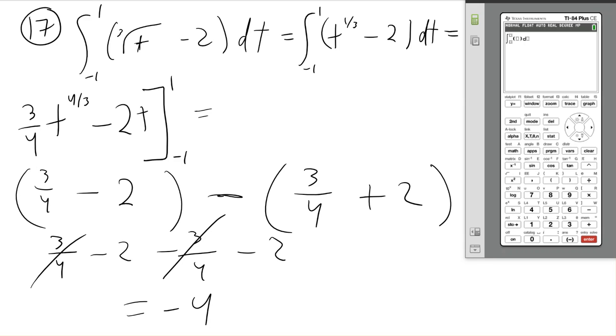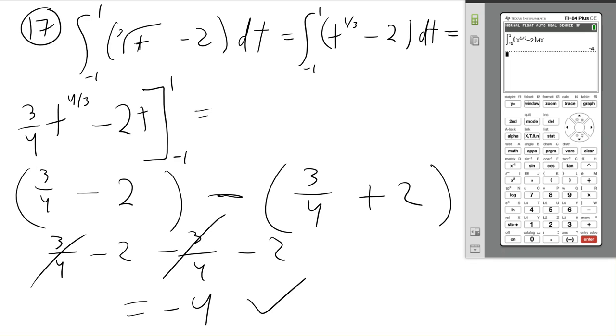So I'm just going to type this question in exactly like it looks, from -1 to 1 of, I'm going to use x, but really t to the 1/3 minus 2 and dt, or dx for me because I'm putting in x. You can put t's if you'd rather. Hit enter, and it gave me an answer of -4.